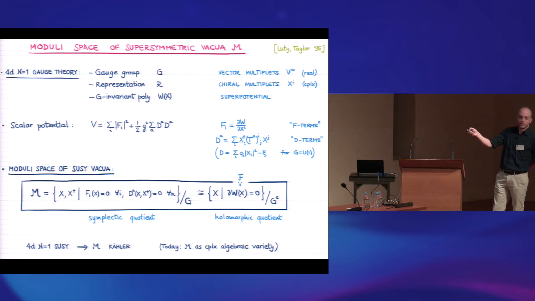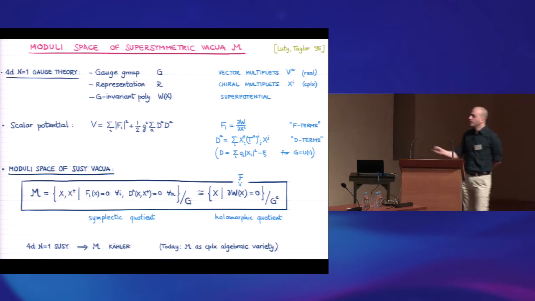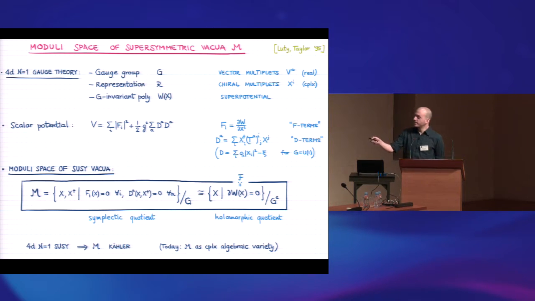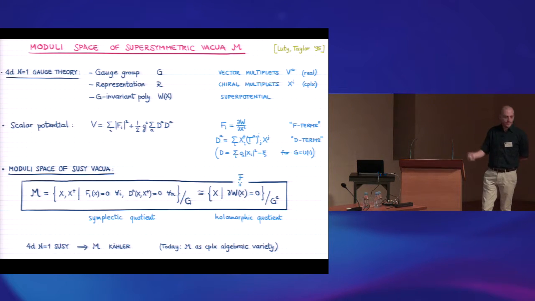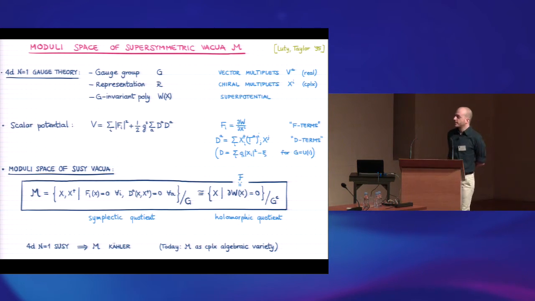These are chiral multiplets, which crucially are complex. And a G-invariant polynomial W of X, holomorphic in the chiral multiplets. This is the superpotential. And then, given this data, we can write down the scalar potential of the theory, which is essentially a sum of squares. So first, we have the squares of the F terms, the derivatives of the superpotential.